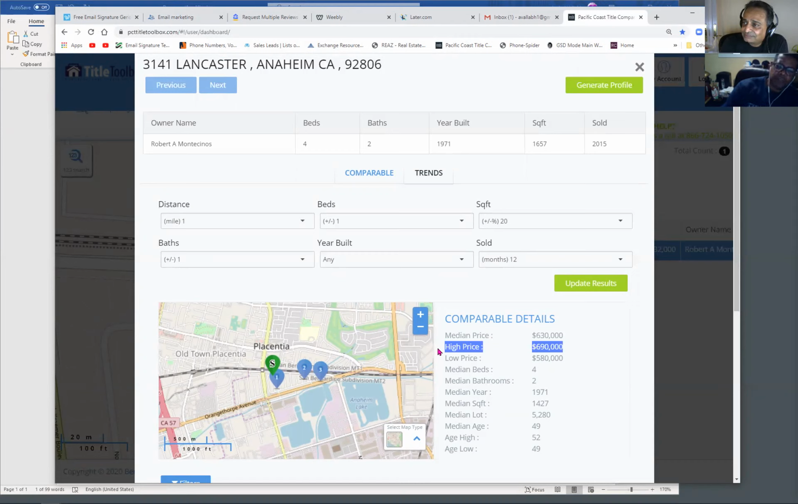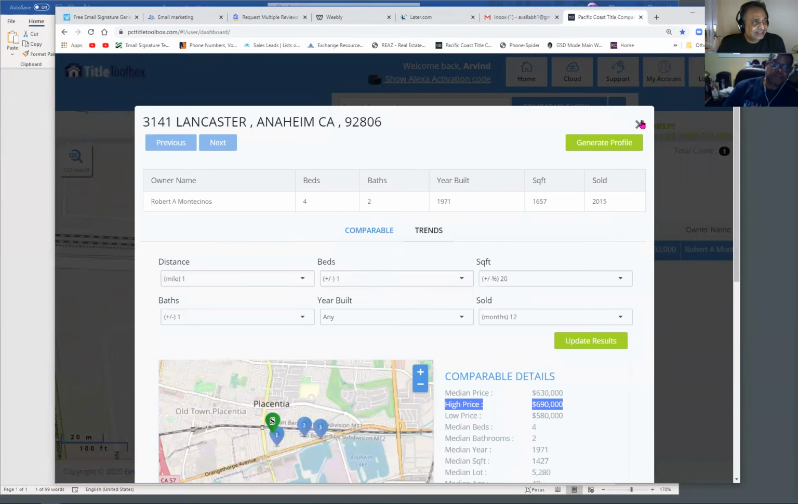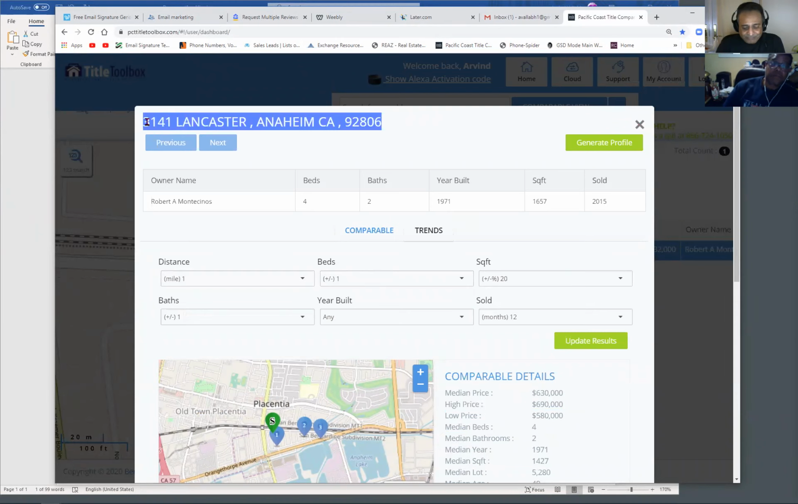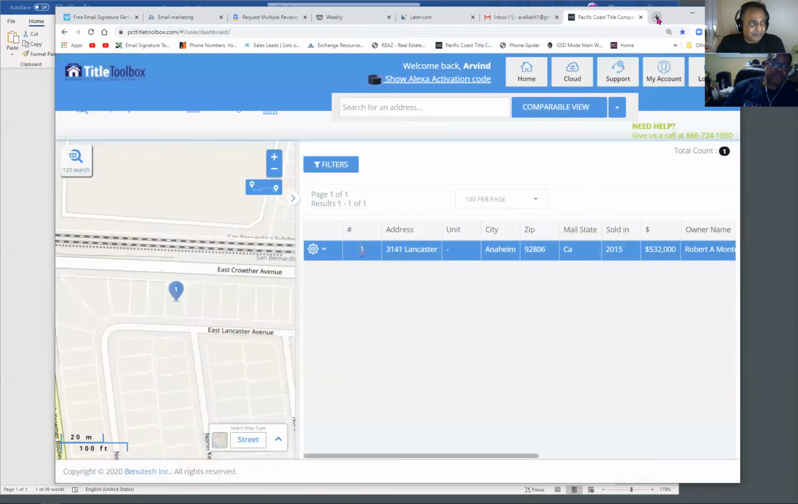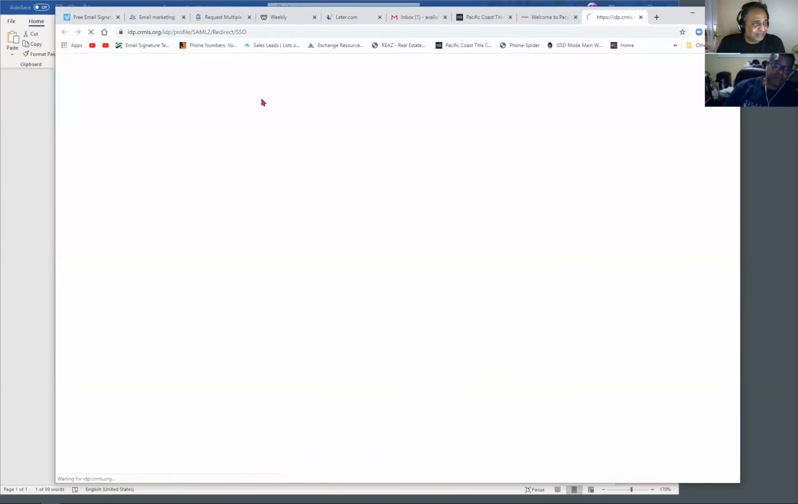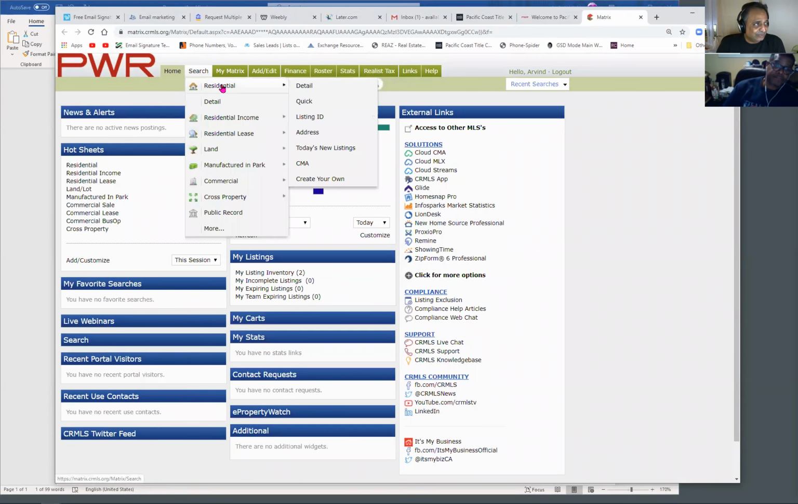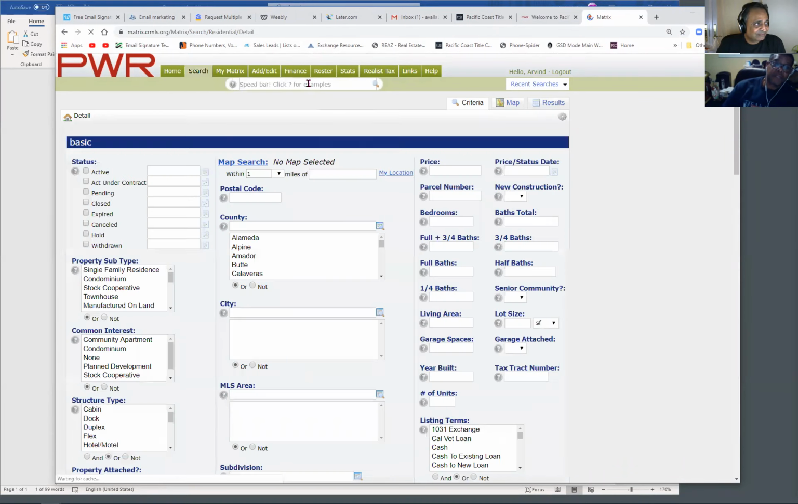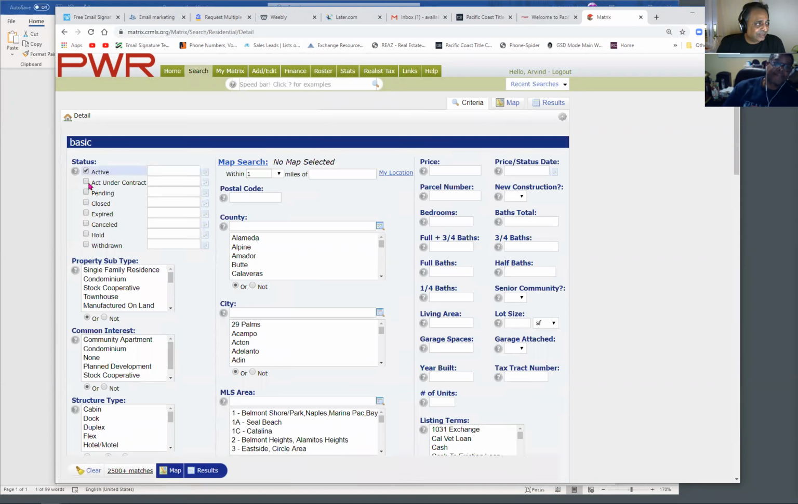Now, who's going to be the buyer that I'm getting? That's where we're going to come to the next part, right? So if I take this property, remember, we're going to go to PWR. Yeah. Okay, I know. CRMLS. Sure, I know where we're going. We're going to go to residential. Detail. We're going to do active on the contract pending close. And we're going to put the address here. Yes. There's the address.